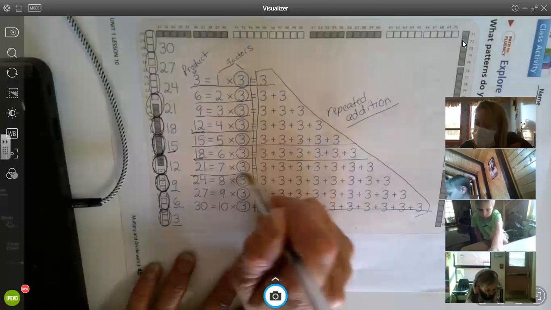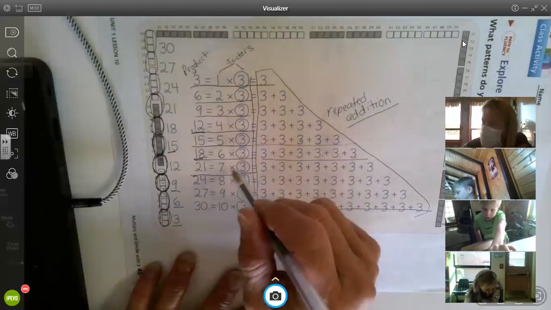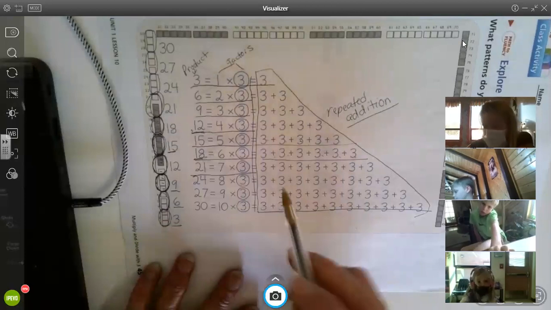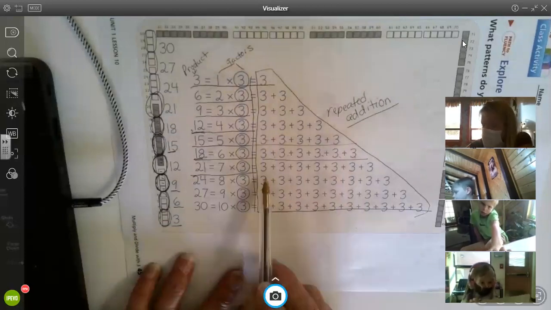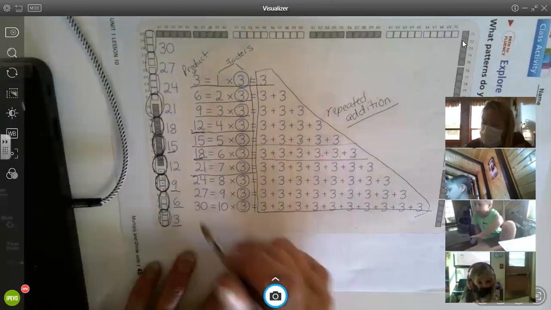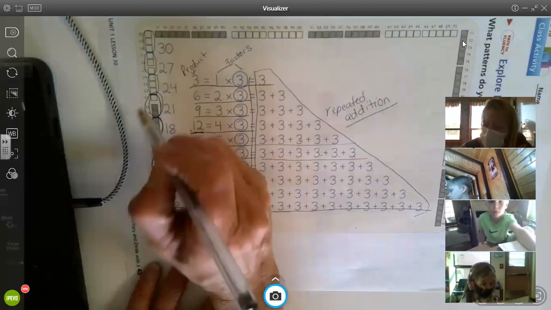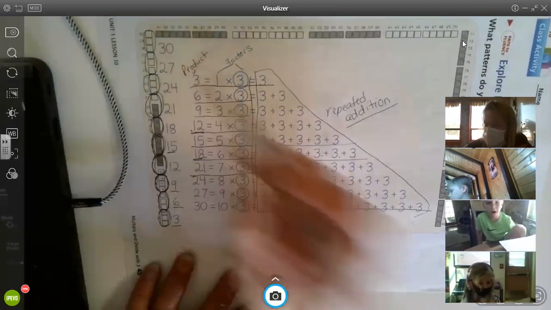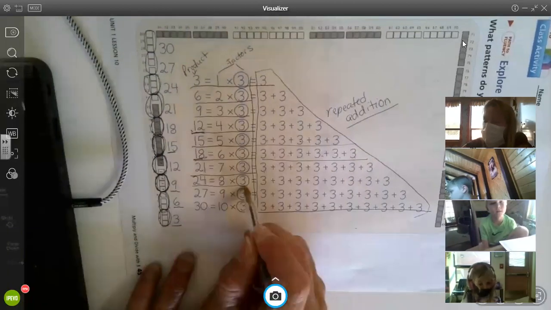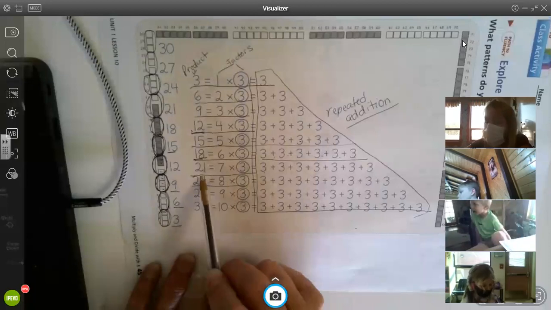21, that is our 7th group of 3. 7 groups of 3 is 21. Or that means the same as 3 plus 3 plus 3 plus 3 plus 3 plus 3 plus 3. 7 groups of 3. Henry, I see you. Go ahead, Henry. Can you unmute? 21. You were right. 7 groups of 3 equals 21. That is our product. Thank you.